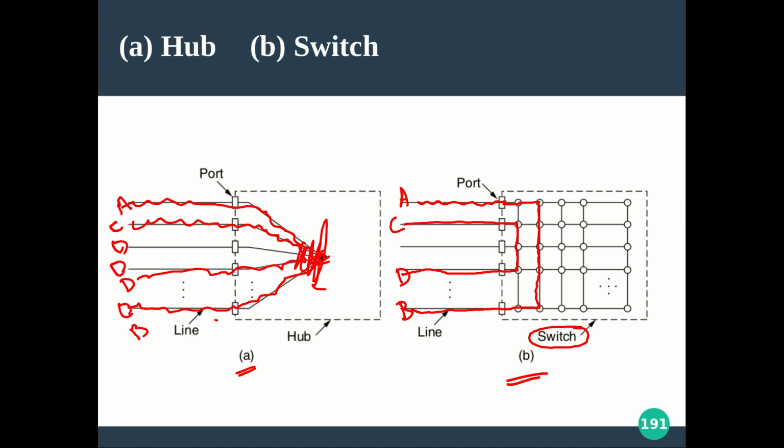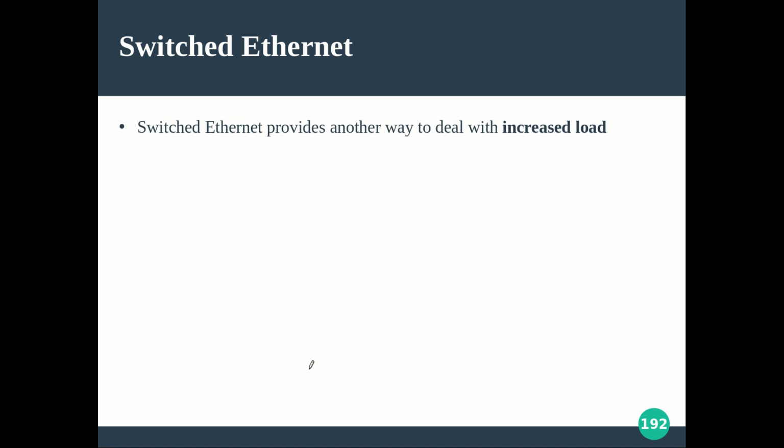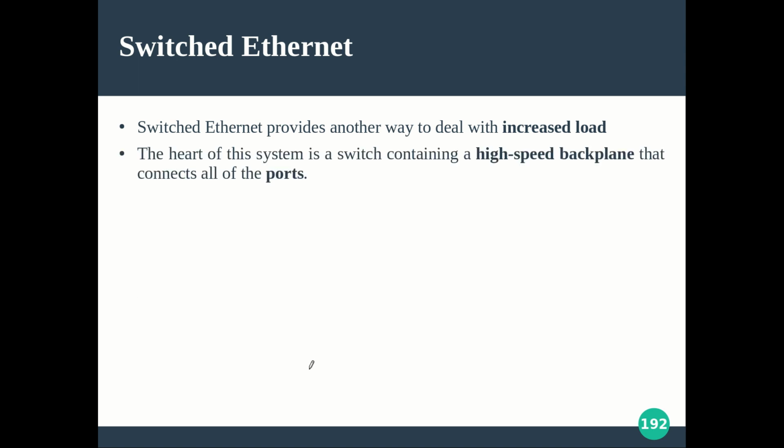So this is what makes switch based Ethernet a very powerful one. It is just a breakthrough, right? Just after classic Ethernet, in between, people tried with the hub, but when they changed that hub into a more intelligent device, a switch, they got tremendously better performance. So that is what we are going to see. Hope the idea is clear. That is what we call switched Ethernet. So let me clear the marks. Yeah. So switched Ethernet provides another way to deal with increased load. They can handle increased load without worrying about collisions. So the heart of the system is a switch.